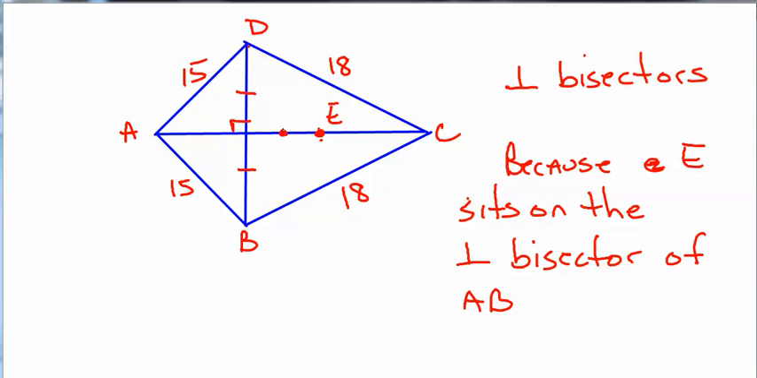What about point F? Is it the same distance to D as it is from B? Yes, because it sits on that perpendicular bisector. Anything on that perpendicular bisector is the same distance from D as it is from B. Okay? Any questions?